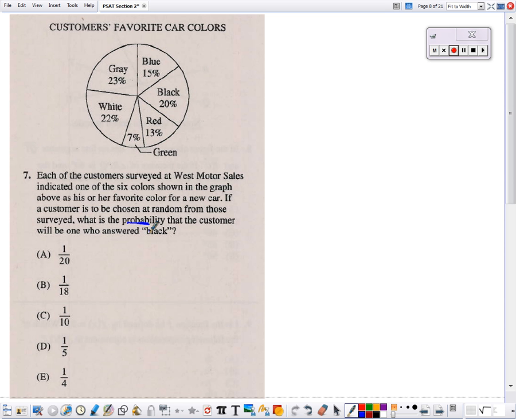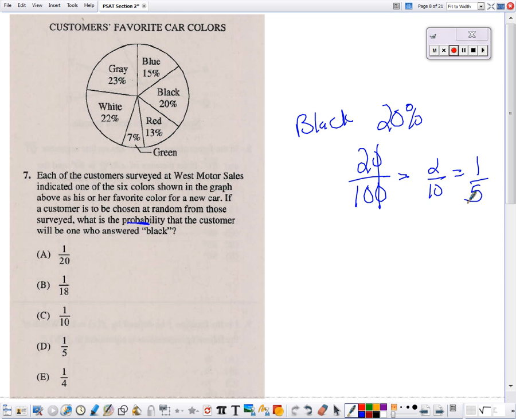Probability is the percent out of the total. And since we want the person that answered black, they said 20% of those people said that's their favorite color. So 20% out of a total of 100%. These zeros reduce, and we're left with 2 out of 10, which reduces to 1/5.